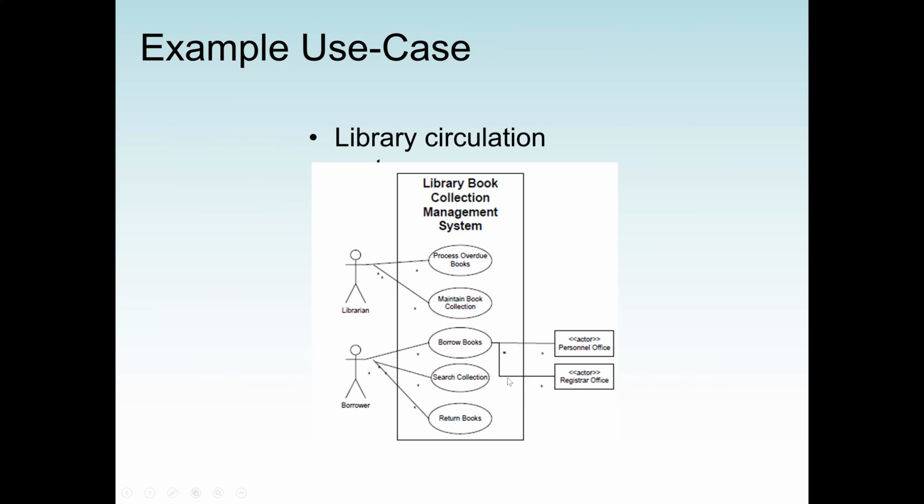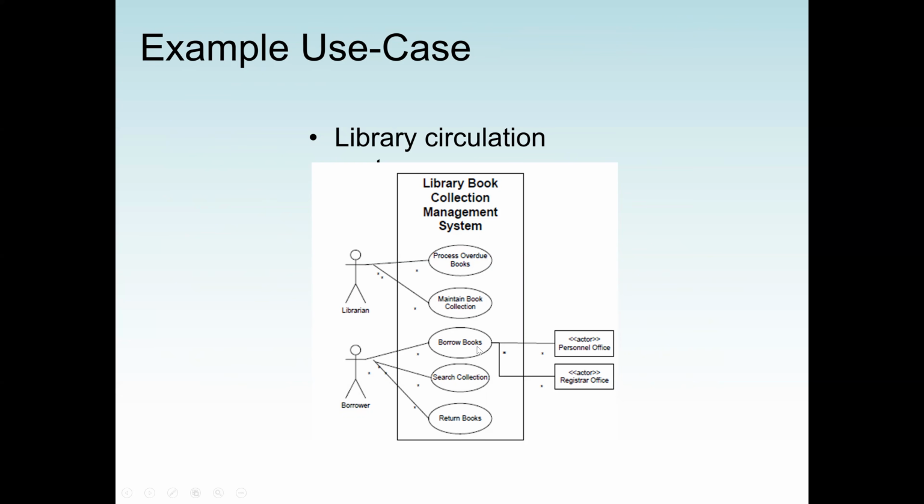So this is a very simple example of a use case diagram. Always we should have the boundary. In the boundary, which is the box, that's where all the use cases will be. Use cases again are the task or the function. So here we can see a use case, borrow book, is a task.